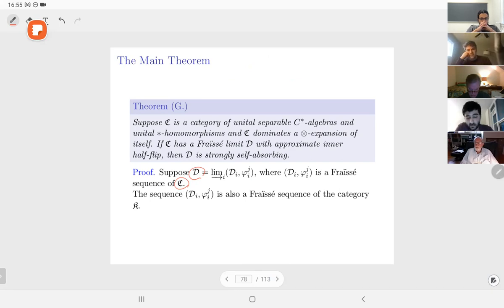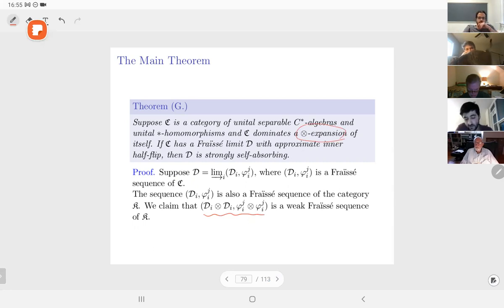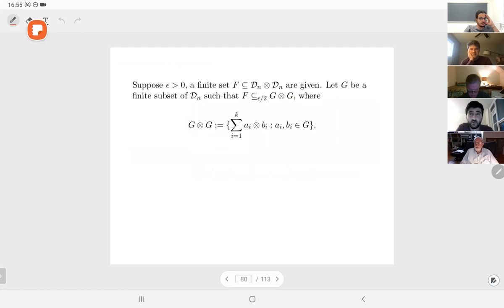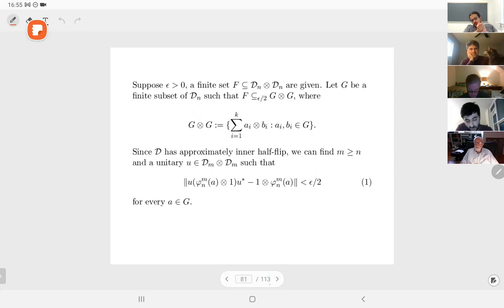Because C dominates K, this sequence is also a Fraïssé sequence of the category K. That was the proposition. Now, this sequence, because K is a tensor expansion, is a sequence in K. So this is a sequence in K. Now, I claim that this sequence is a weak Fraïssé sequence of K. And the proof of this uses the fact that D has approximately inner half flip. So I'm going to skip this and maybe go back to the picture.